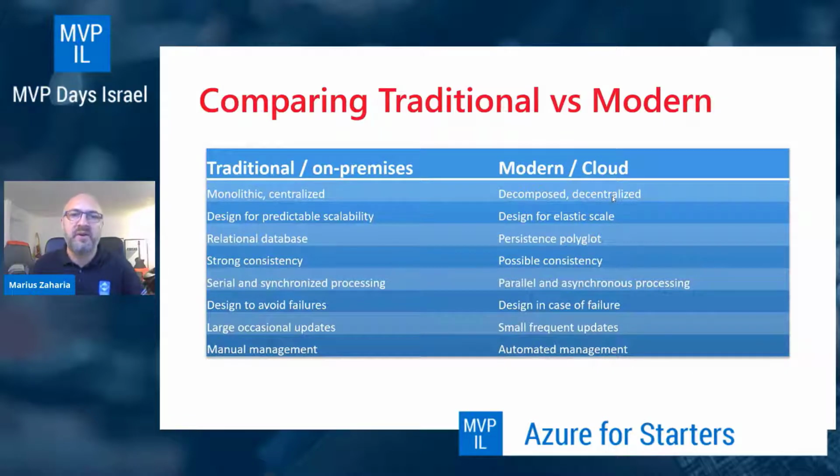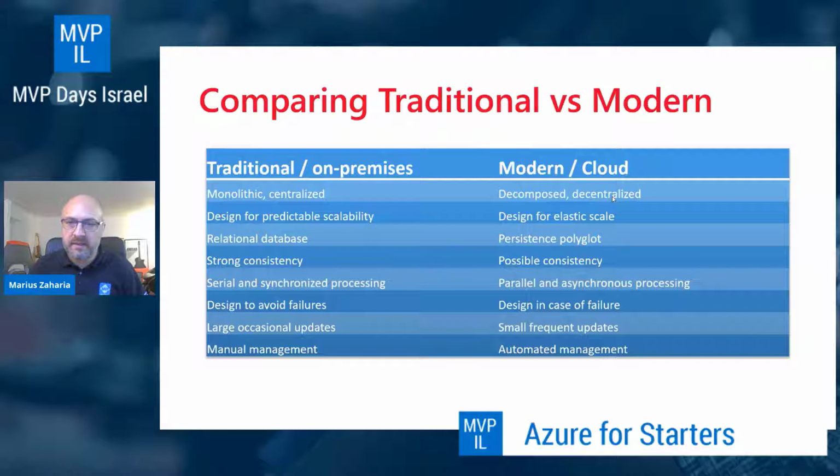So if we try to compare very briefly a traditional versus a modern architecture, on one side we have things very straightforward until now, like a monolithic, centralized structure or deployment. We have databases that are mostly relational, and a design for predictable scalability. We have things that are sized that way and need to keep like this for years, right? And we have strong consistency in the data, for example, and the application relies on that, and so on.